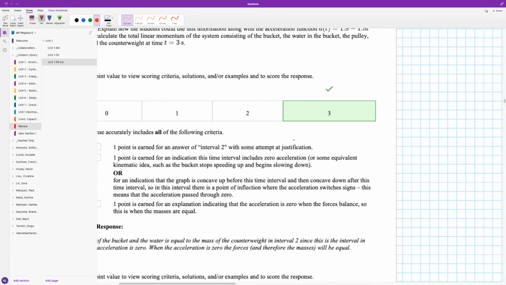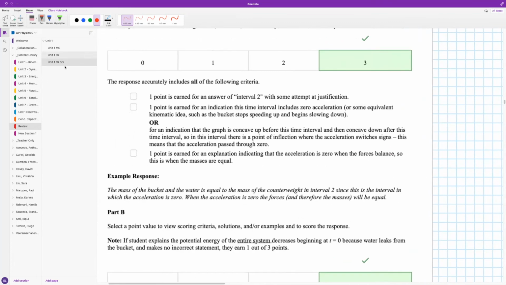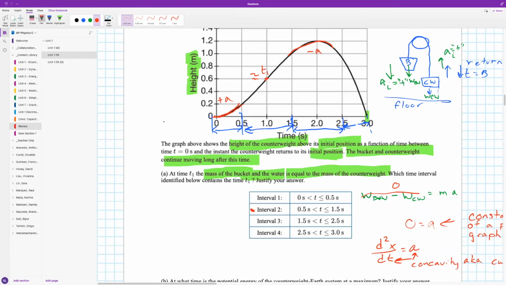And then a third point is earned for an explanation indicating that the acceleration is zero when the force is balanced, so this is when the masses are equal. And that's what we did by writing Newton's second law there. So very nice. Let's go ahead and look at part B.